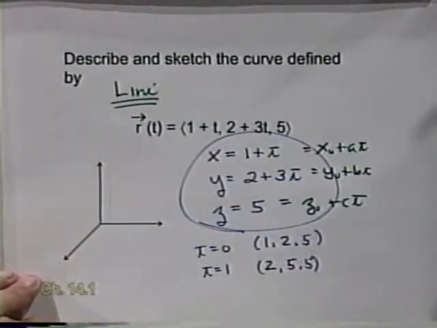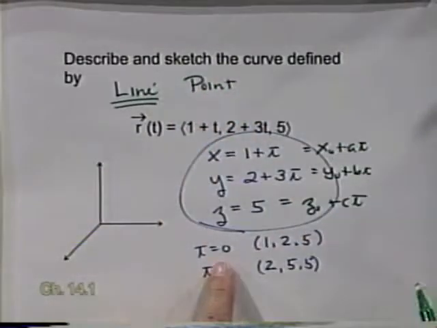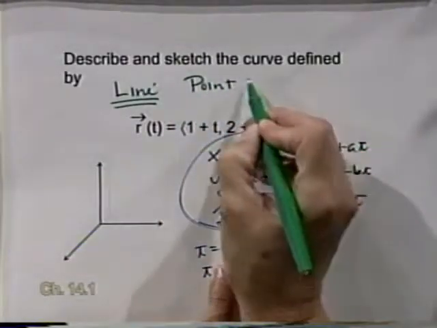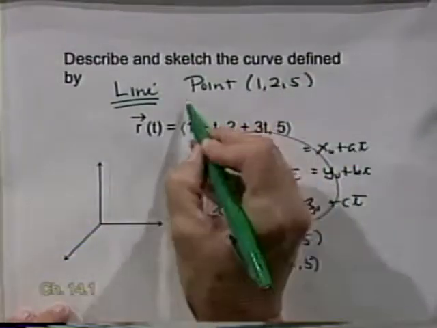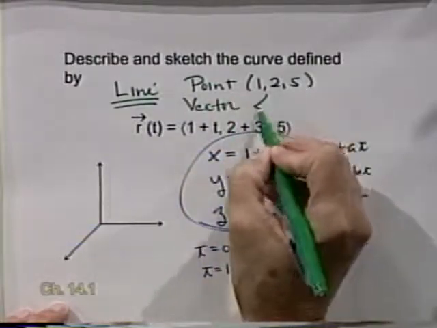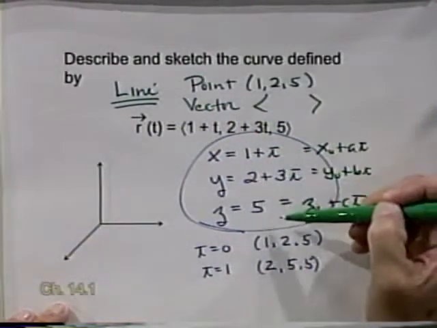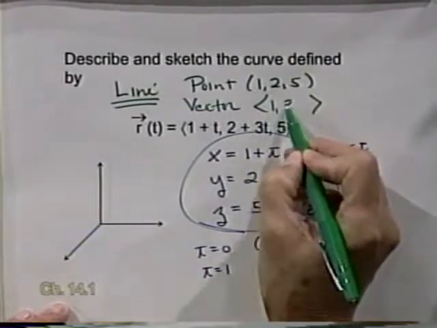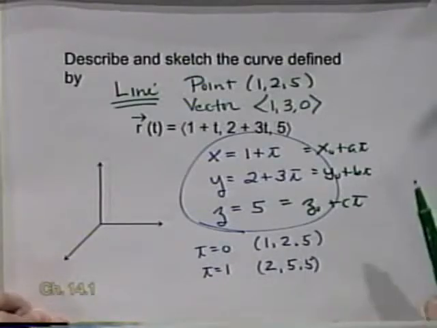And what's my particular point on the line? Well, we let t be 0. As you can see, it's 1, 2, 5. So that's one point that's on the line, 1, 2, 5. And what is our vector parallel to the line? It has components 1, 3, 0. Okay, so I have the line that goes through 1, 2, 5, and the vector that's parallel to the line, the vector that's pointing in my direction, has components 1, 3, 0.